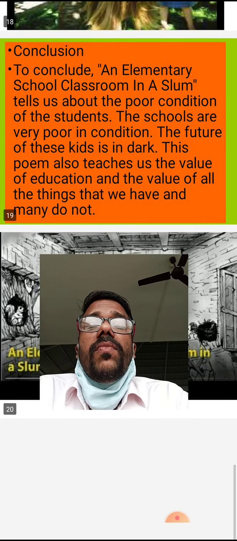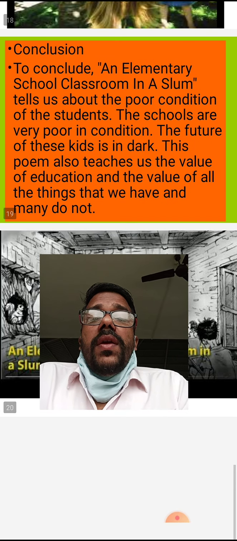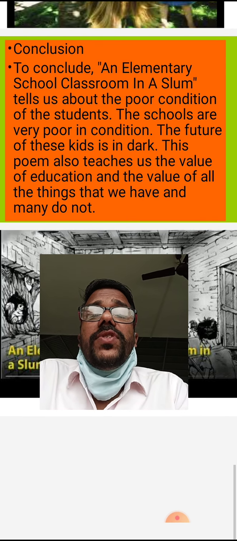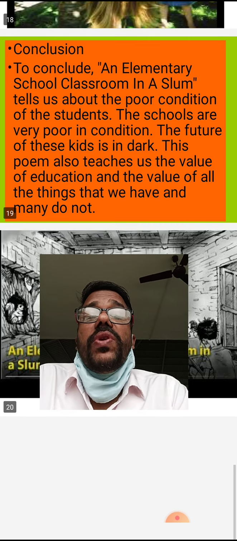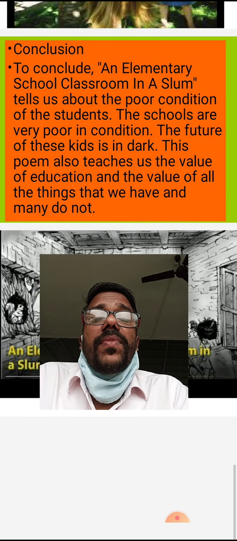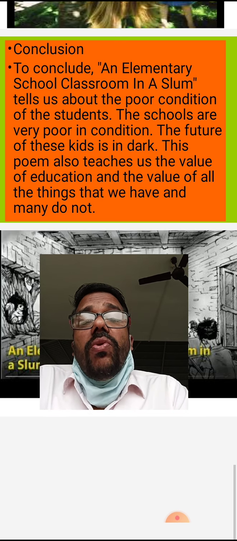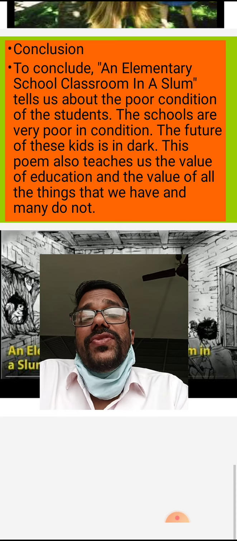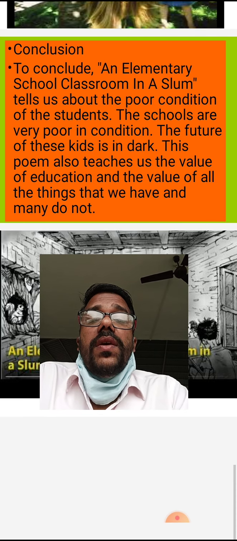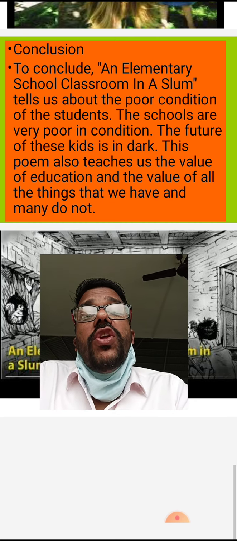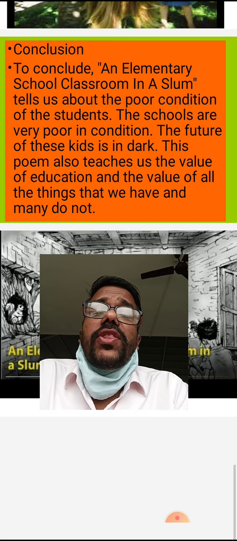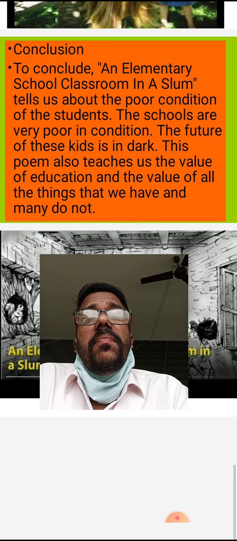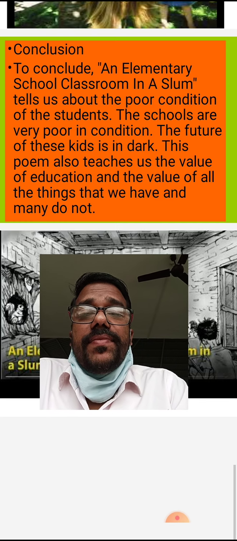This poem, An Elementary School Classroom in a Slum, tells us about the poor condition of the students in a slum area. The schools are very poor in condition. The future of these kids is in darkness. This poem also teaches us the value of education and the value of all the things that we have and many others do not have.